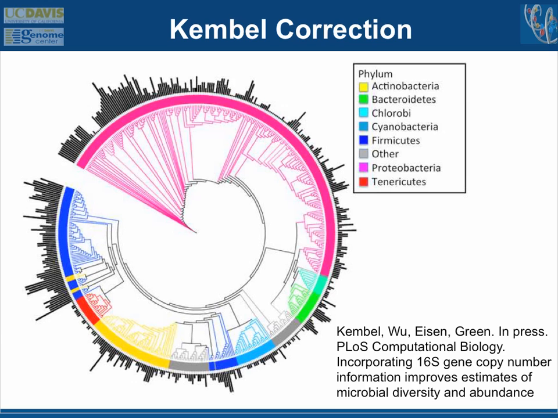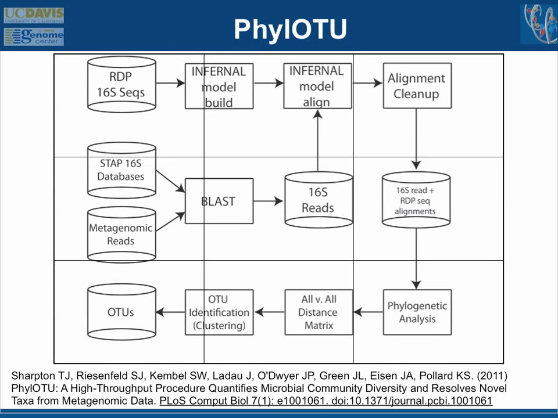in which my lab was involved. We had this large iSEEM project, which was funded by the Moore Foundation, a collaboration between my lab and Katie Pollard's lab and Jessica Green's lab. And we tried to develop a lot of computational methods that would improve our ability to analyze metagenomic data. And part of this was to improve our ability given that we would now have phylogenetic sampling. Steve Kembel developed a correction for ribosomal RNA copy number. Tom Sharpton developed a phylogenetic approach to identifying OTUs.